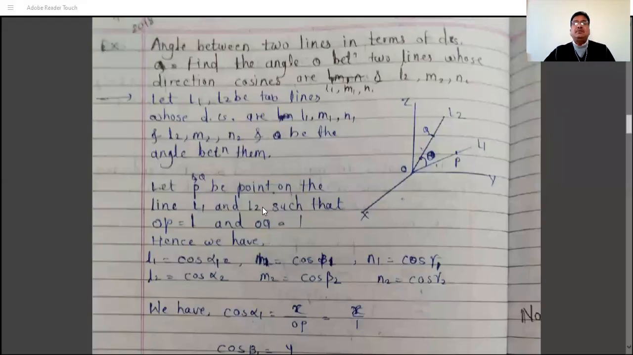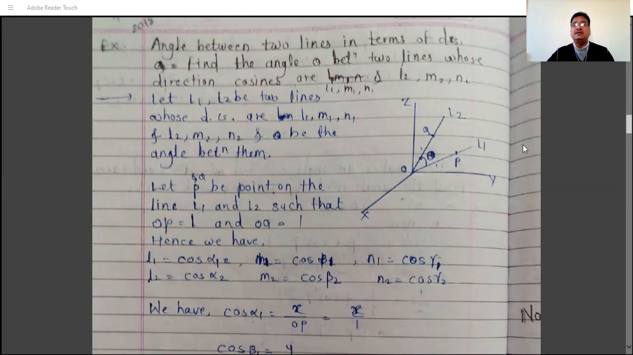Next topic is the angle between two lines in terms of direction cosines. The question is: find the angle theta between two lines whose direction cosines are l1, m1, n1 and l2, m2, n2. Another form of the question: whose direction cosines are l, m, n and l', m', n'.